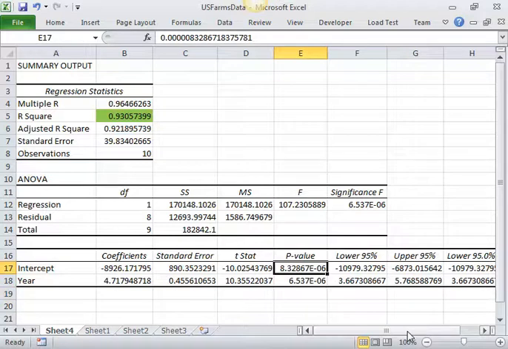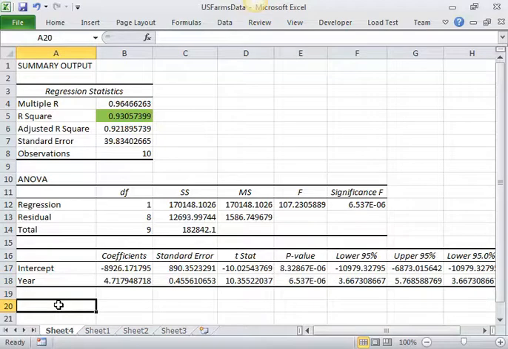scientific notation works. And you know that when you put 10 to a negative power, you start moving the decimal point over to the left. So basically this is 0.0 followed by 5 zeros, then 832867. It's a really small number. It's way lower than 5%. 5% is usually the number I like to see for my p-values. I want them to be 5% or less. Both of the p-values for my intercept and my year are way less than that. So I can go ahead and create my equation.